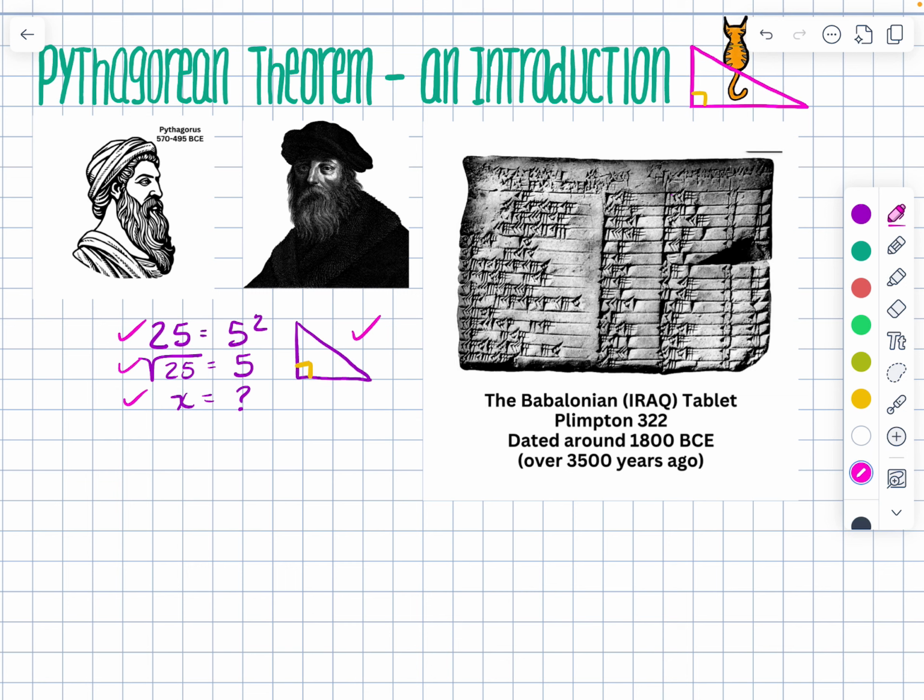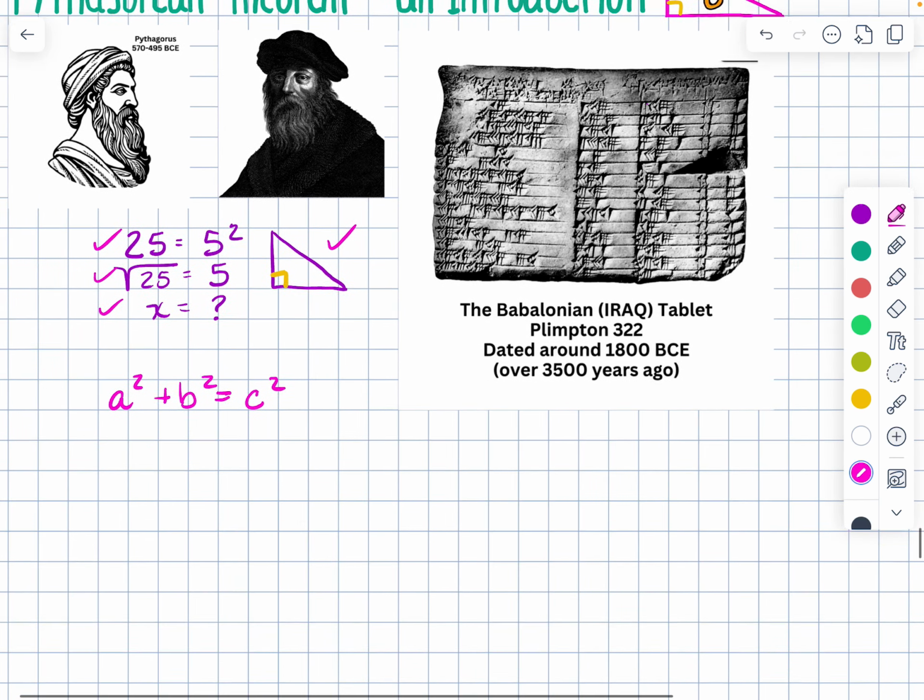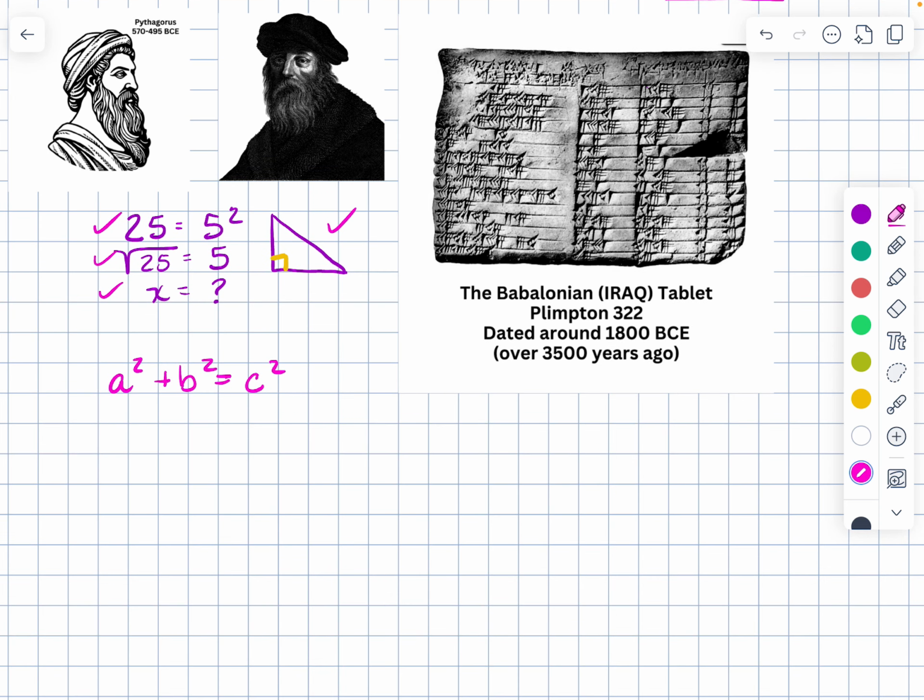So I'm going to write it down here. It's a squared plus b squared is equal to c squared. And I'm going to draw out a right triangle here like this, and we know it's a right triangle because of this little square in the corner. Okay, so let's talk about this right triangle.